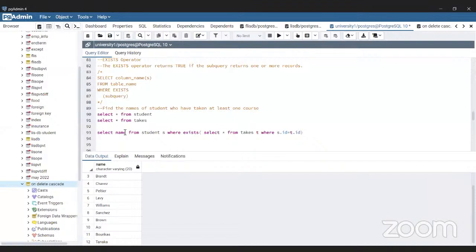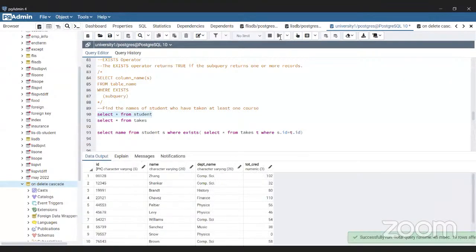Does this exists clause present a unique name, is it? Yes, it seems to be unique. If you see the table, the ID and the name, all the names are unique. But if there are duplicate names, there will be duplicates in this query. So you understand how this correlated exists query works.